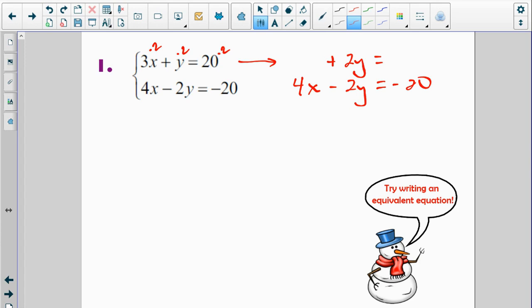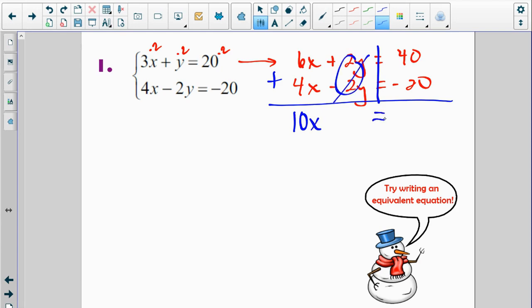Now if I multiply everything by 2, 3x times 2 becomes 6x. y times 2 becomes 2y, which we wanted. And on the other side of the equal sign, 20 times 2 becomes 40. So here's my system. Let's see what happens when I add the like terms together. 6x plus 4x is 10x. 2y plus negative 2y is 0. There's my elimination. And then 40 minus 20 is 20. So if 10x equals 20, I divide by 10 on both sides.